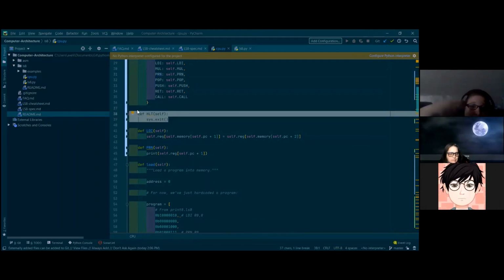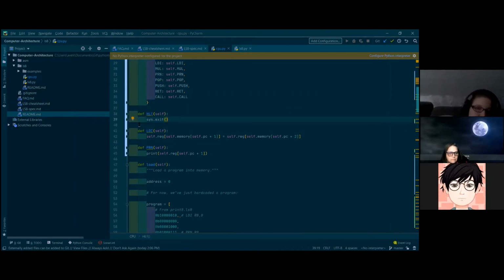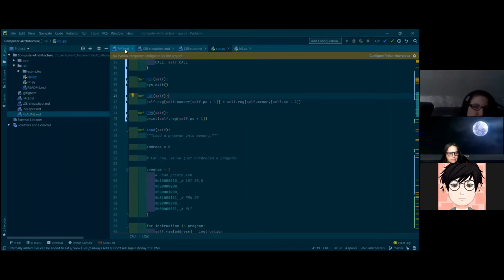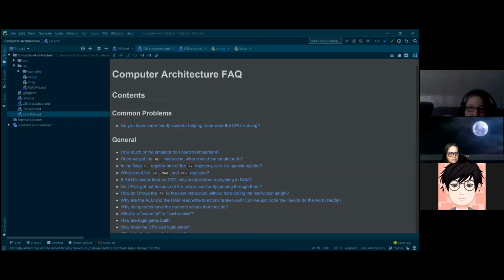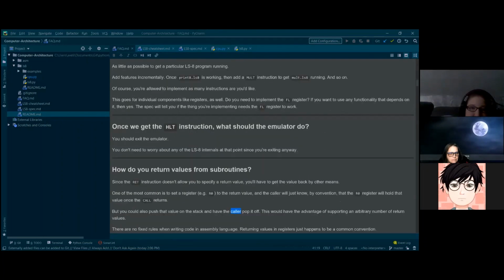Halt is to stop. It's to completely stop our computer. So we're using our system. At the very top, they very helpfully imported system for us. So system.exit exits the thing that we are in. Yeah, it exits our computer. It completely stops it. Or the program. Yep.